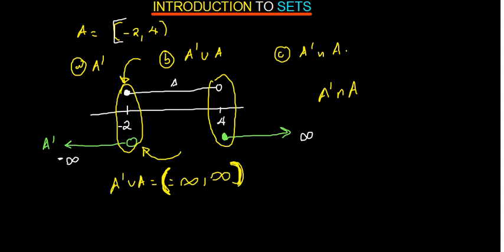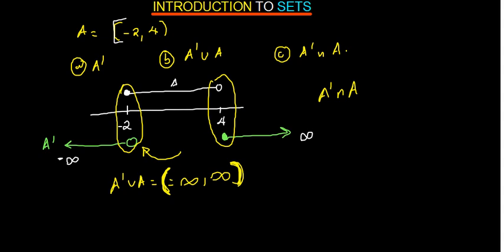I didn't get the question, sir. So negative 2 is in the set A, but it is not in A complement. Are these two sets going to meet or do they have common elements? So there is nothing common.